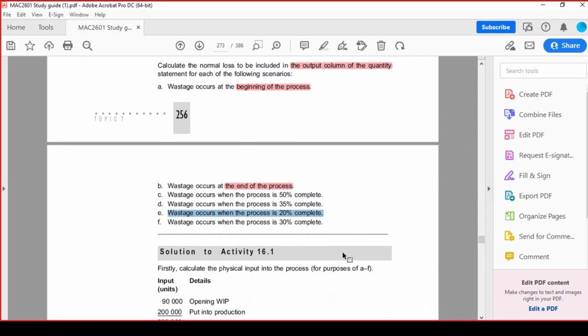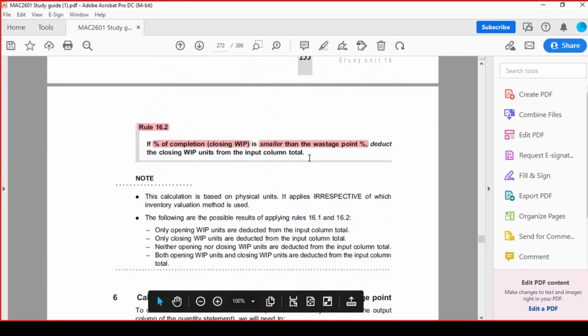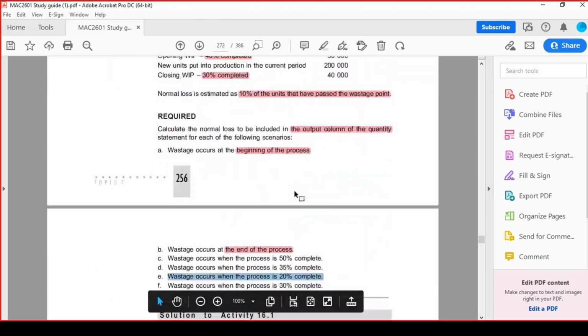Please try. You can't deduct. You can't. Okay, you can't, right? Yeah, because it's smaller than... It's more. Yes, because your closing WIP is more. It's not smaller than the wastage point.